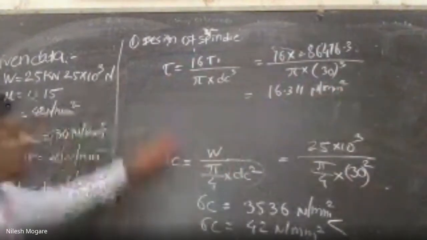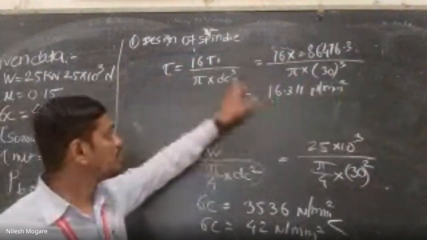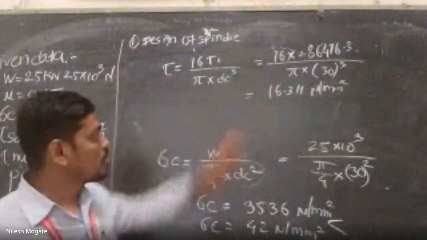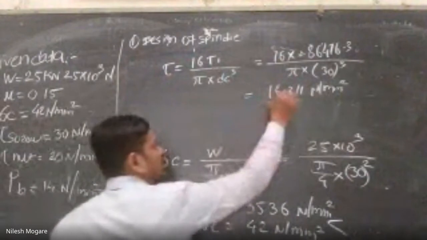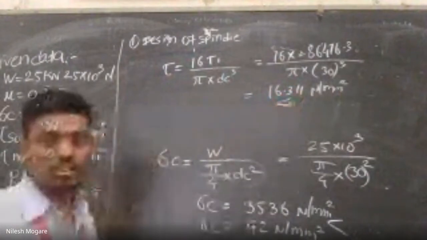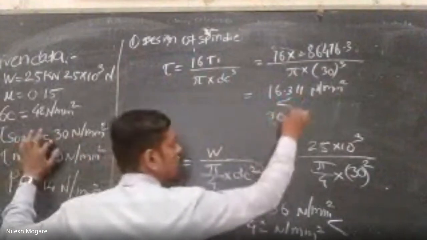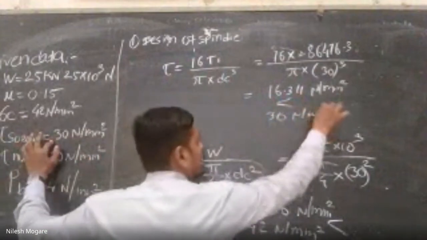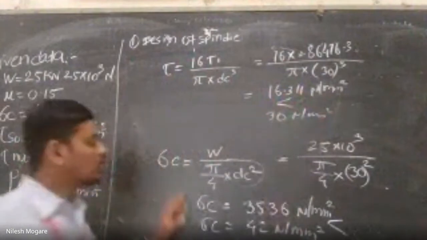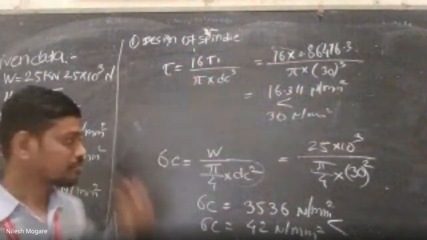Now this is the induced shear stress in our screw spindle. Now we have to check whether the induced stress is less than our allowable stress or not. So allowable stress for screw is nothing but 30 Newton per mm square, and it is less than. That's why our design is safe under the shear stress.